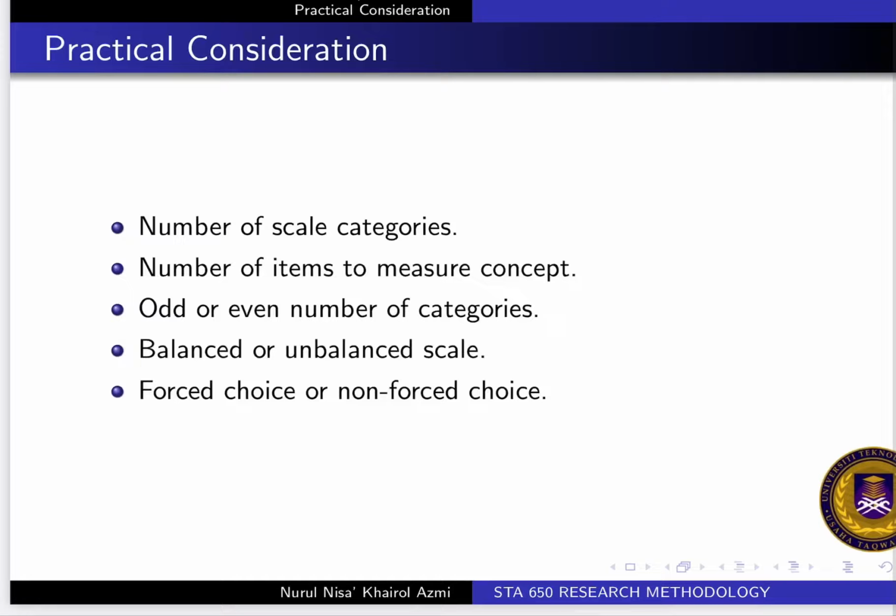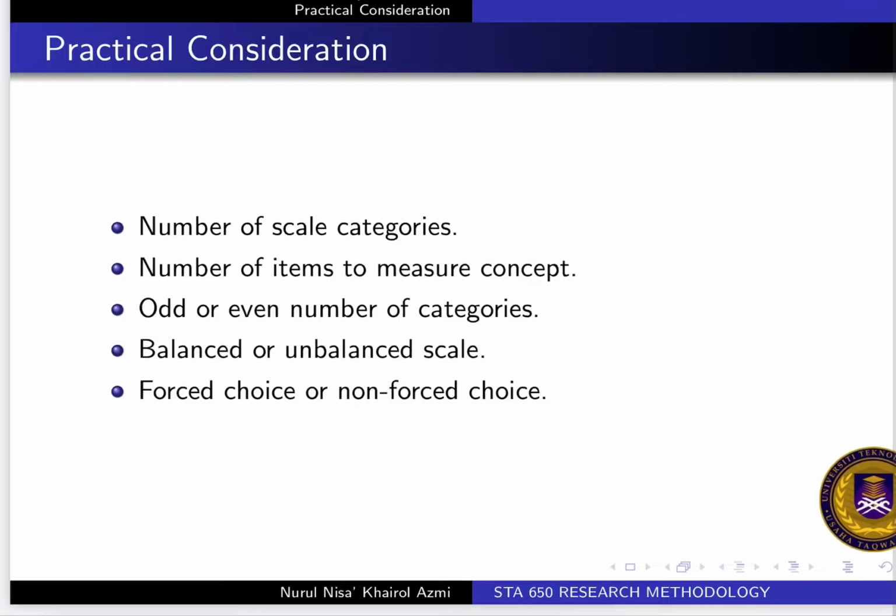For example, let's say you want to measure satisfaction. To measure satisfaction, you should have 5 to 7 items. A minimum of 3 is a must to achieve acceptable reliability. If you only have 2 items, there is a possibility that the items are not reliable to measure the concept.